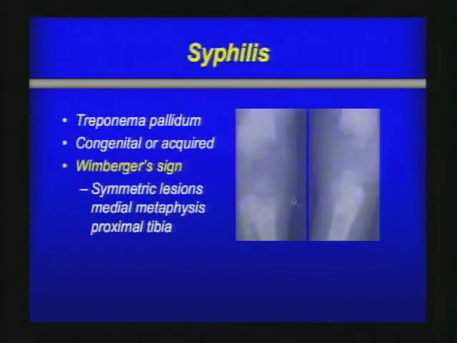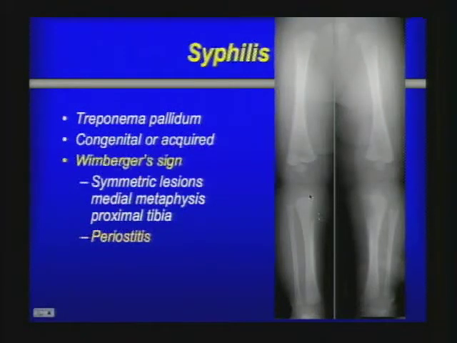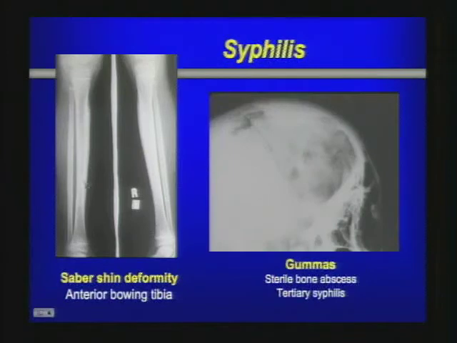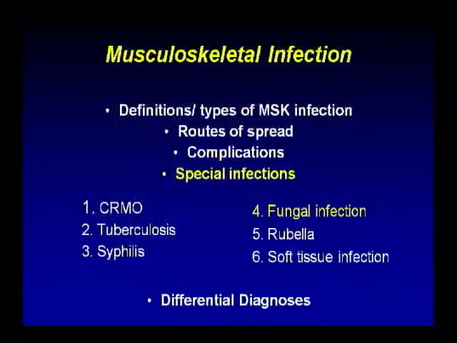You may not only find this typical Wimberger sign at the medial metaphyses of the proximal tibia, you may also find periostitis, which is very typically found with syphilis, which you see here. Saber shin deformity you find at later stages, and gummas are sterile bone abscesses found with tertiary syphilis.